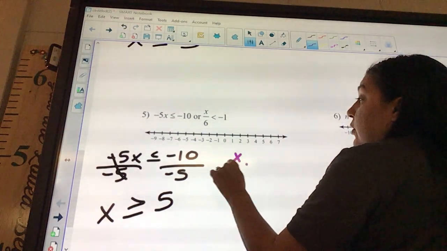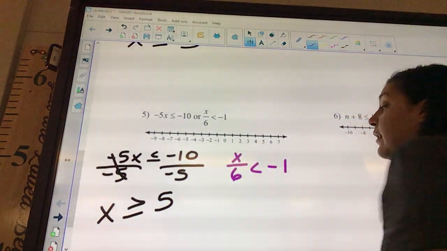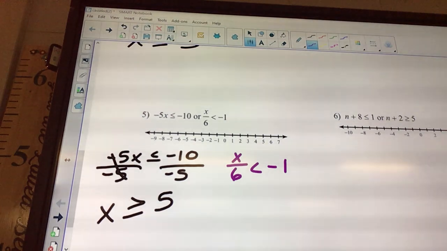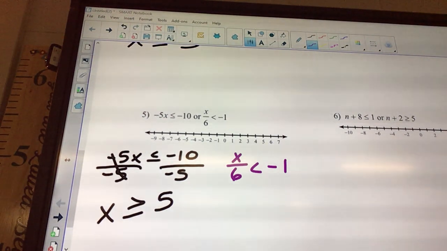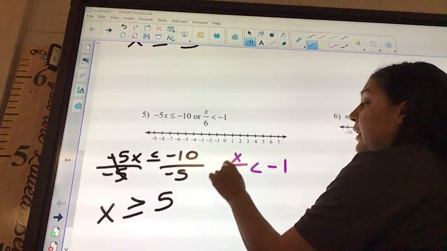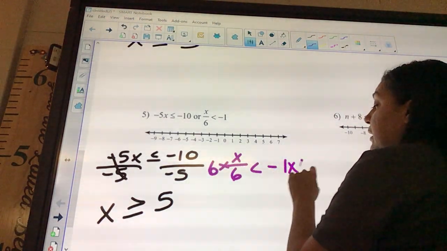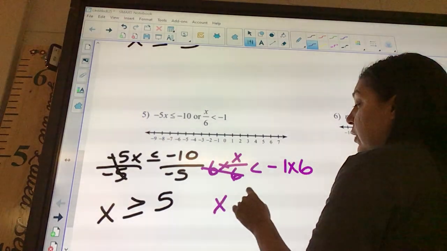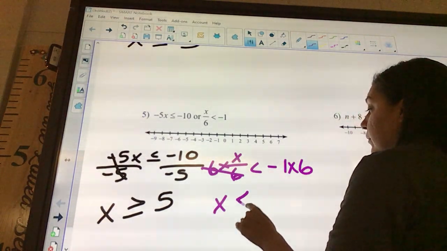And then I got x over 6 is less than -1. How do I solve that one? Not divide. Right now it is divide. Times 6. So we're going to say times 6. Do I need to flip? No.